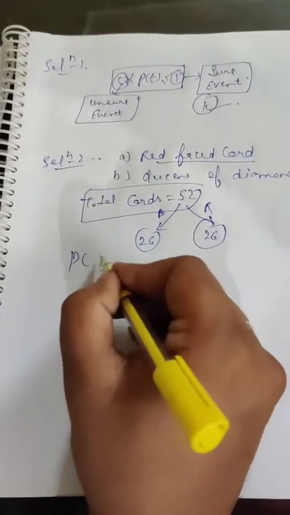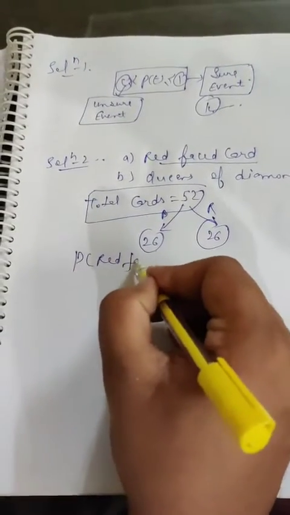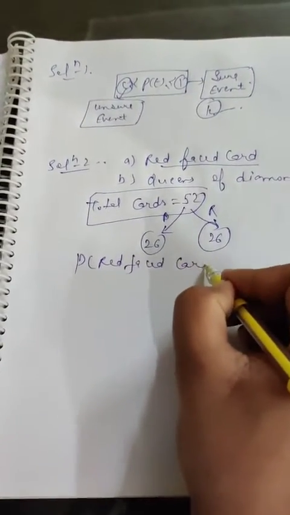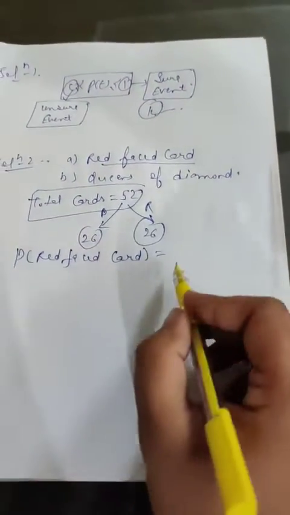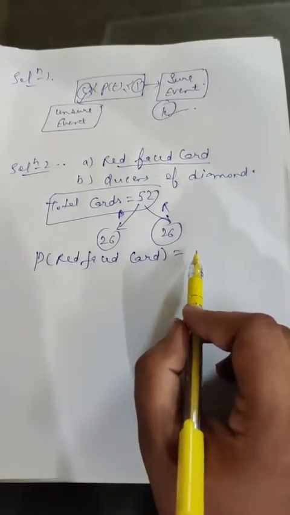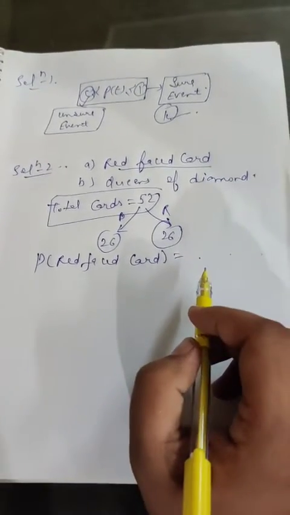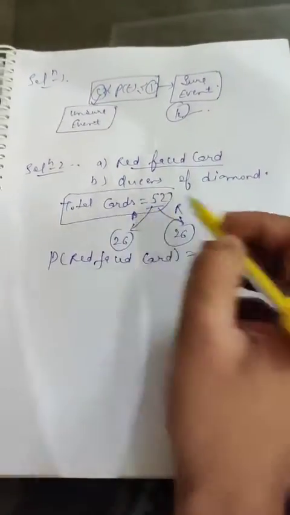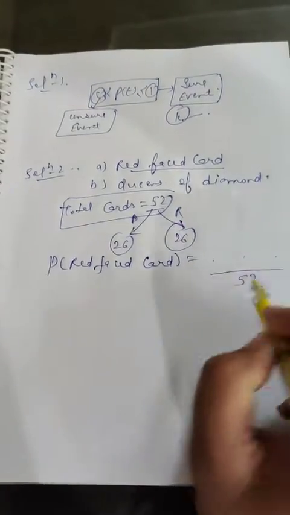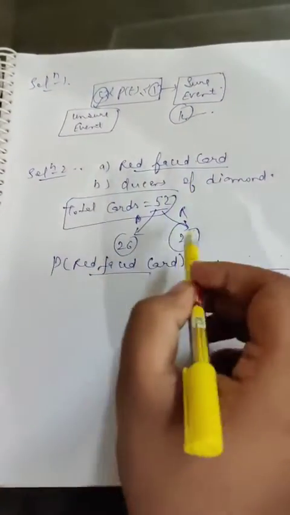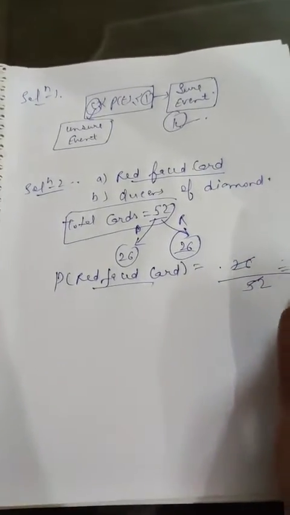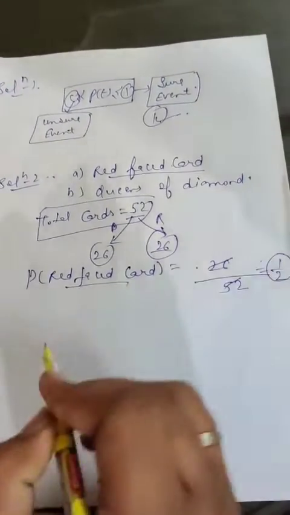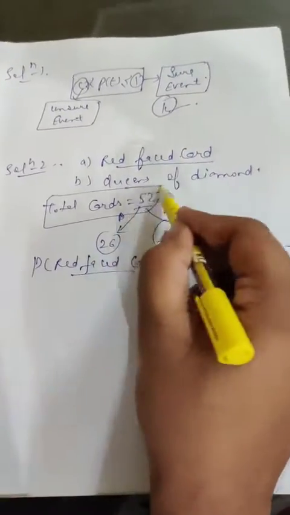The first is the probability of a red faced card. The formula of probability is the number of favorable outcomes divided by the total number of possible outcomes. The total outcomes are 52, and the favorable outcomes, meaning red faced cards, are 26. So 26 divided by 52 is 1 by 2. So 1 by 2 is the answer. And the B part, queen of diamonds.